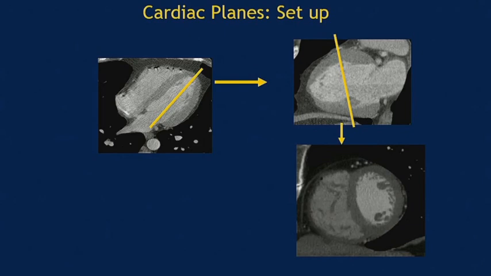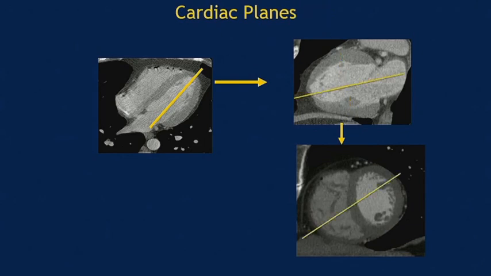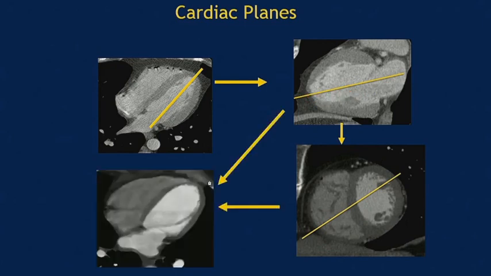Now using this short axis plane, you can set up your four-chamber, and the way we do it is use a plane going through the anterolateral papillary muscle and the acute margin of the heart. At the same time, you want to make sure that you're going through the true LV apex on the other two-chamber view as well. And when you do this, you get a nice four-chamber image.